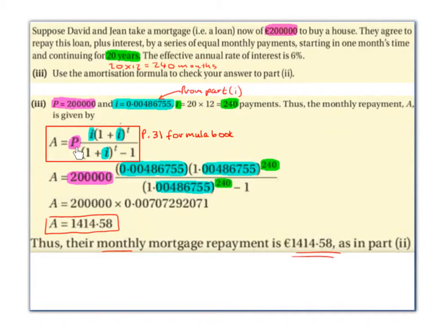So remember, we're swapping the P for 200,000. We're swapping the i's for 0.00486755. And we're swapping the t for 240, so to the power of 240 on the top and the bottom. And that ends up giving us €1,414.58. Thus, their monthly mortgage repayment is €1,414.58, as in Part 2.